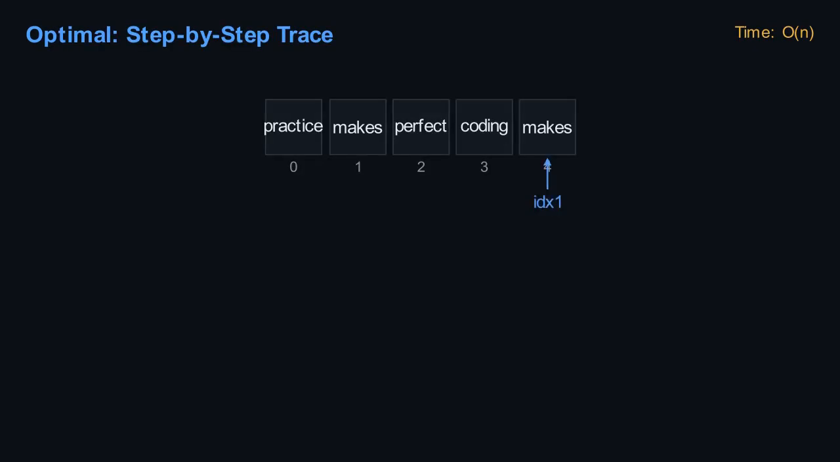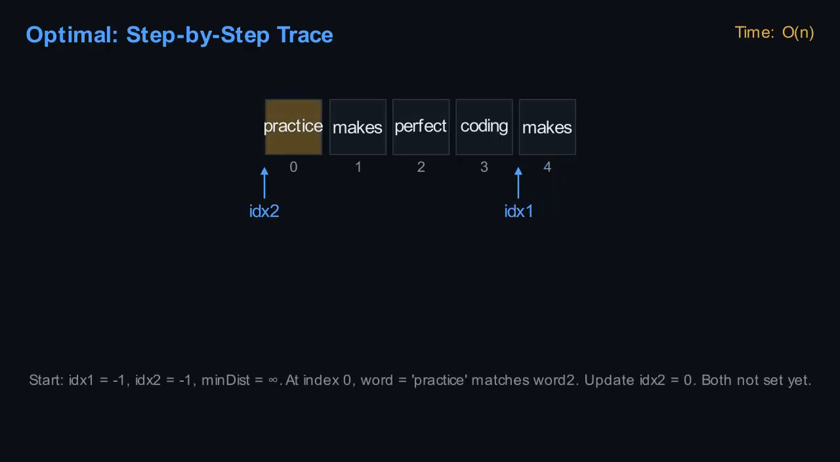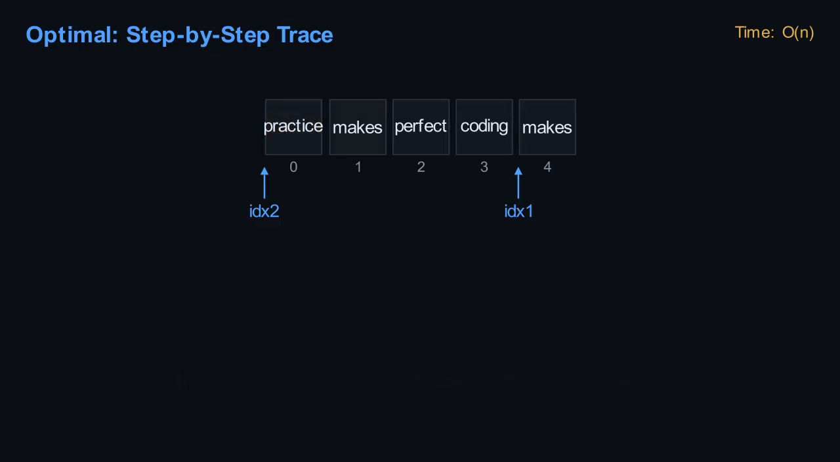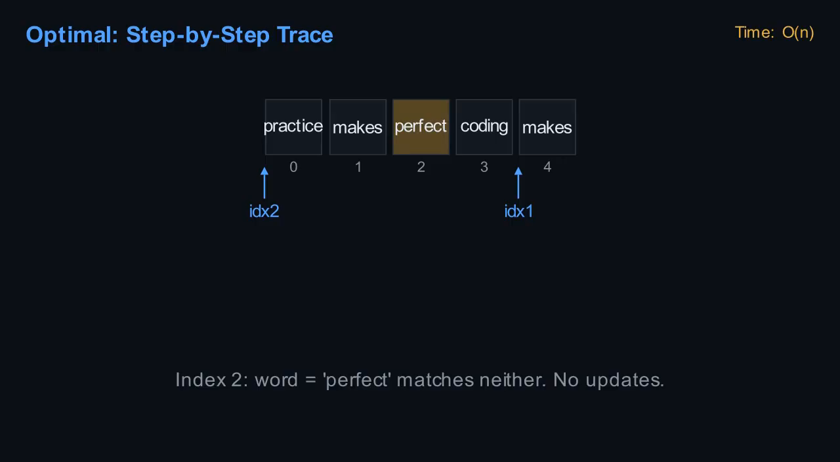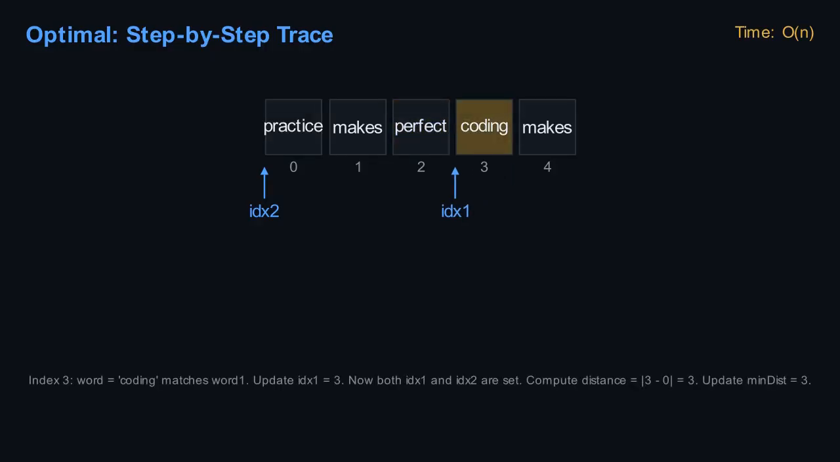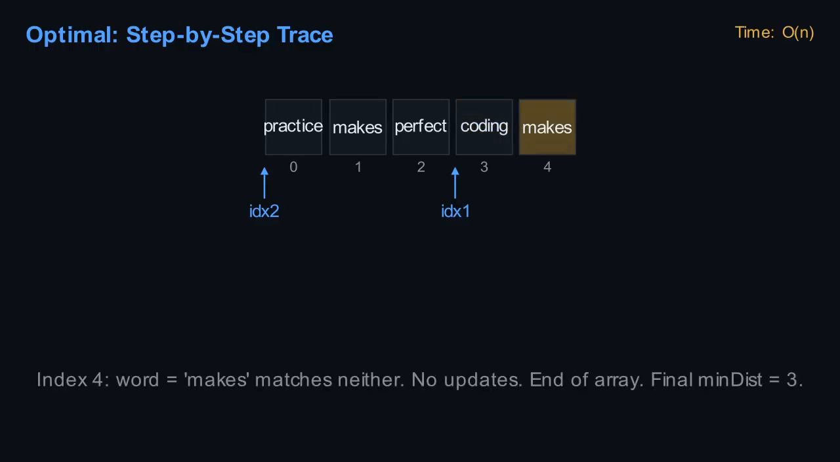Let's trace this with our example. We start with indices at -1. At index 0, we find practice, so our first index becomes 0. We keep moving. At index 3, we find coding, so our second index becomes 3. Now that both are set, we calculate the difference, which is 3, and set that as our minimum. As we hit the final word, makes, nothing changes. Our final answer remains 3. We found the shortest distance in one single pass without ever restarting our search.